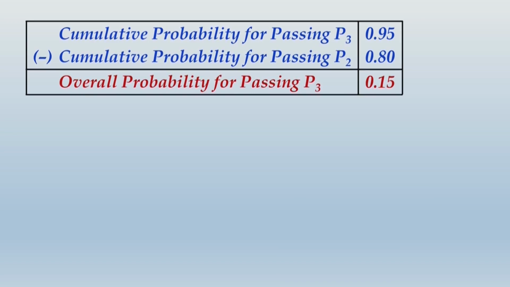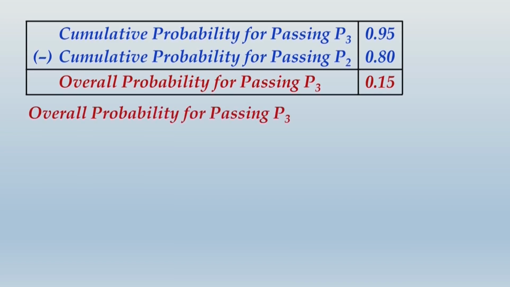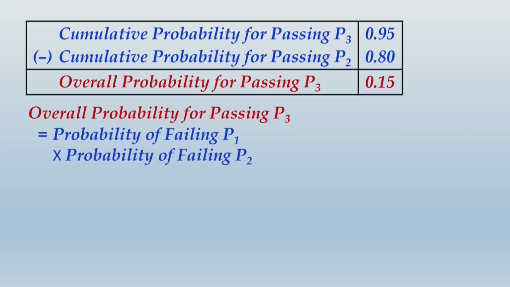Keep in mind one thing, the overall probability of passing P3 will be the probability of failing P1 into the probability of failing P2, and then you multiply the probability of passing P3. So keep in mind, the only way that you are allowed to appear for P3 is that you should first fail P1, you should also fail P2, and then you should appear and pass P3. That will give you the overall probability of passing P3, which is 0.15.